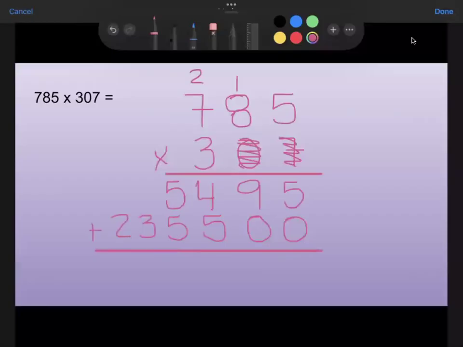Now my last step is to add these together. So I get 5, 9, 9, 10, 4, and 2. So my final answer to this one would be 240,995. And if you chose to use a different method, that's completely fine, like the box method or the partial product method. You just have to make sure that you get the same answer.